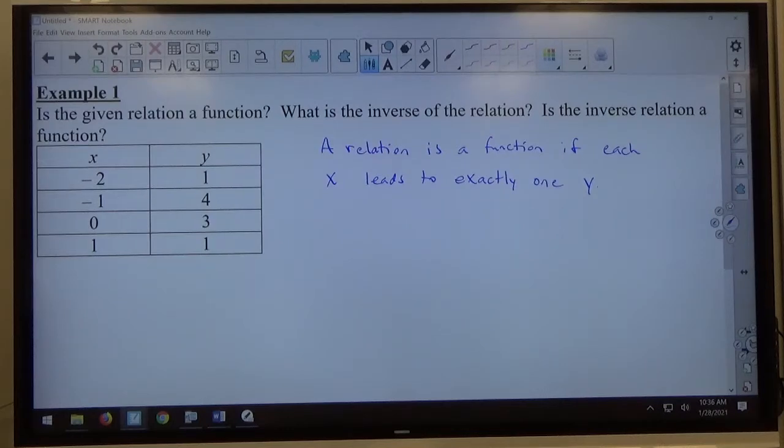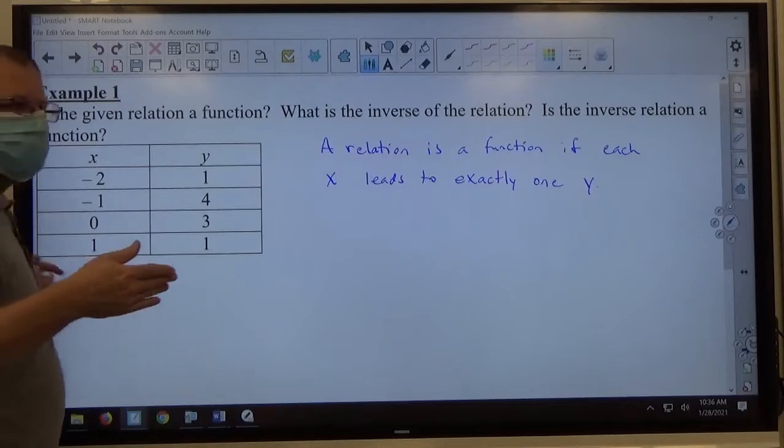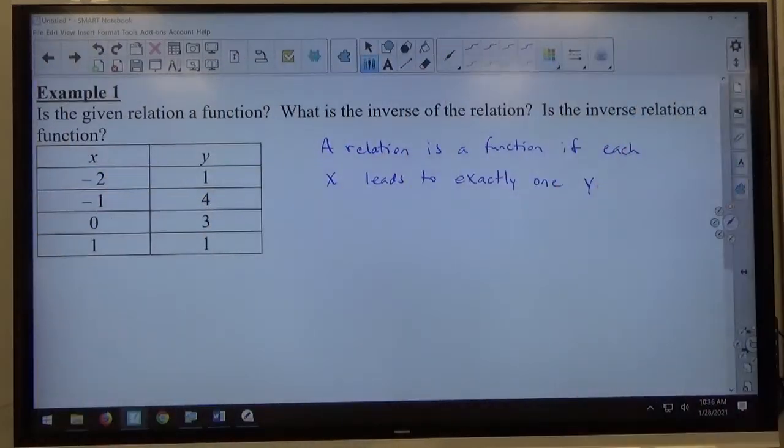Yeah, the relation is just a way to relate x and y. So it could be a table of values like this. It could be a list of ordered pairs. It could be an equation. All right, so it's just something that has x and y in it that relates the variables x and y in some way, shape, or form.